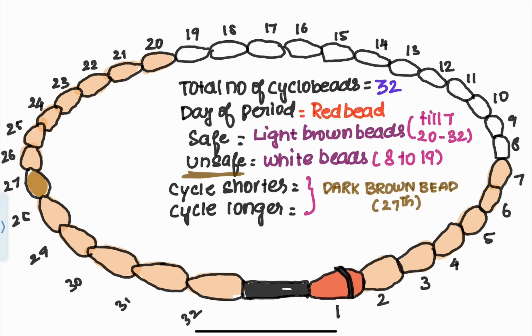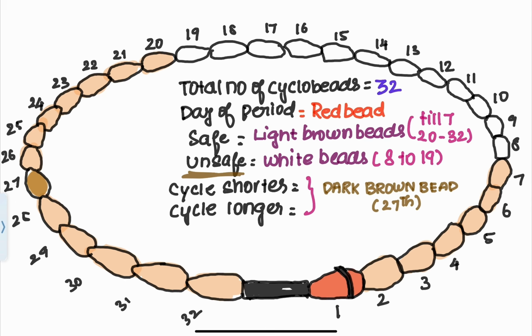Clear? This red one is the day of menstruation. Menstrual blood is red in color, so this bead is red in color. The rubber ring will originally be situated here. If the female experiences menstruation on a particular day, that marks day 1 of the cyclobeads, so she moves the rubber ring from here to here, to the first cyclobead. This marks the day of menstruation.